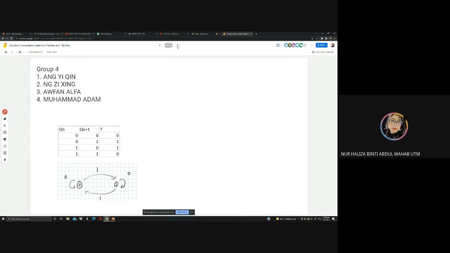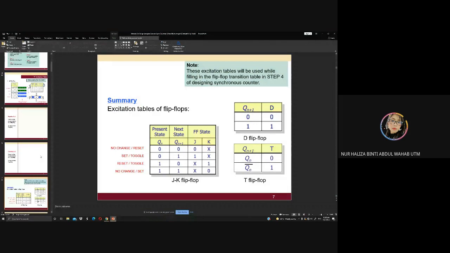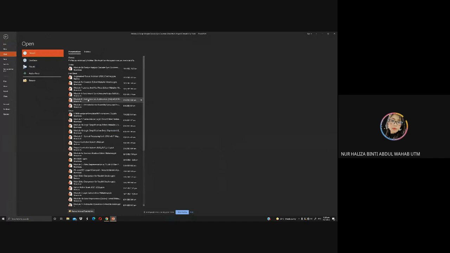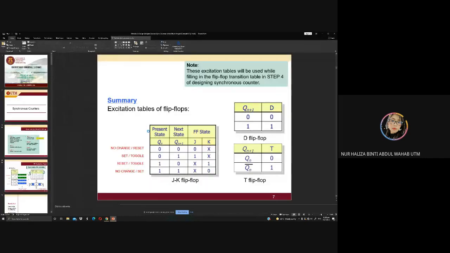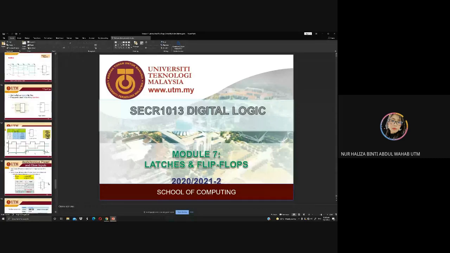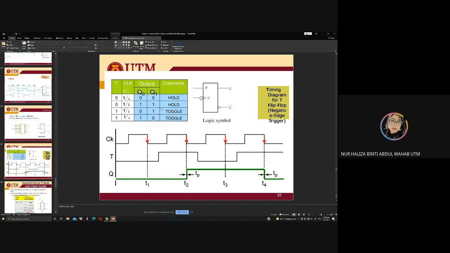T 0 0. Anyone have the tables? Let me check the table T1. Okay, this is my T flip-flop. Okay, toggle only at 1. At 0, it will be hold, or also follow your input of 0. It's going to toggle at 1 only. So this is a summarized table that you need to remember.